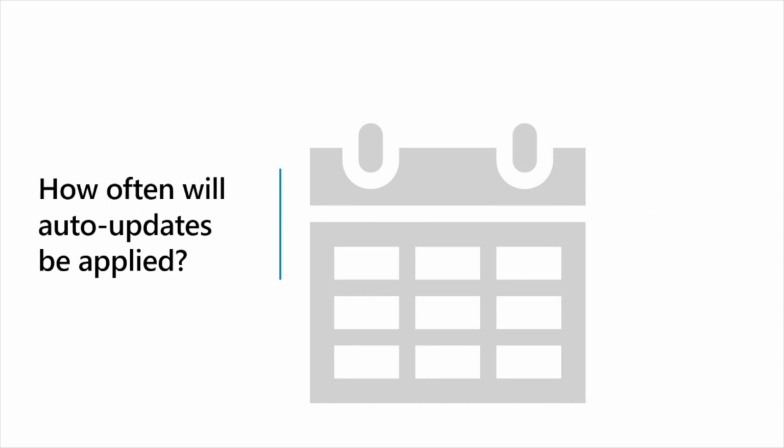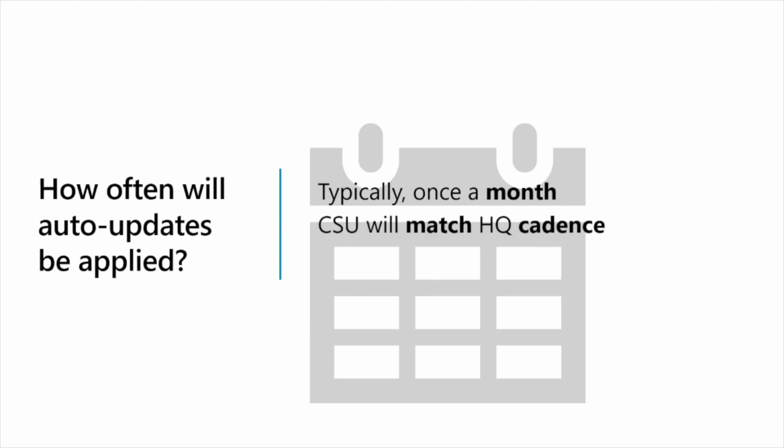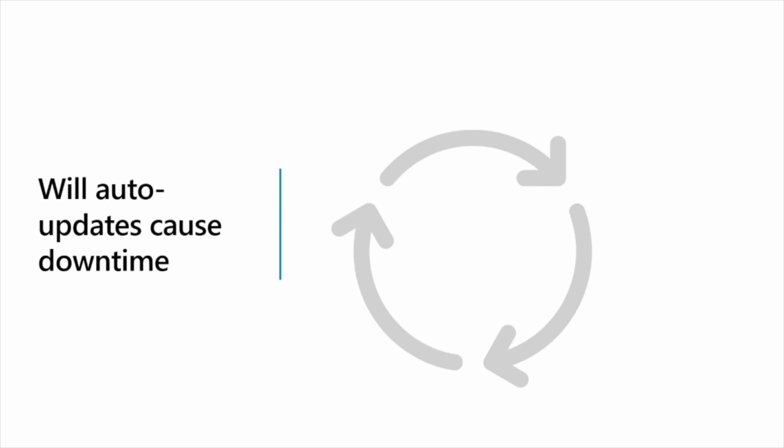How often will auto updates be applied? It'll be the same schedule and cadence as it is today for back office. This is typically once a month, but multiple times a year we skip during peak season periods for many of our customers. And we will match the same cadence as for CSU. The availability calendar is available on our doc site, and you'll be able to access this link once the deck is available and uploaded.